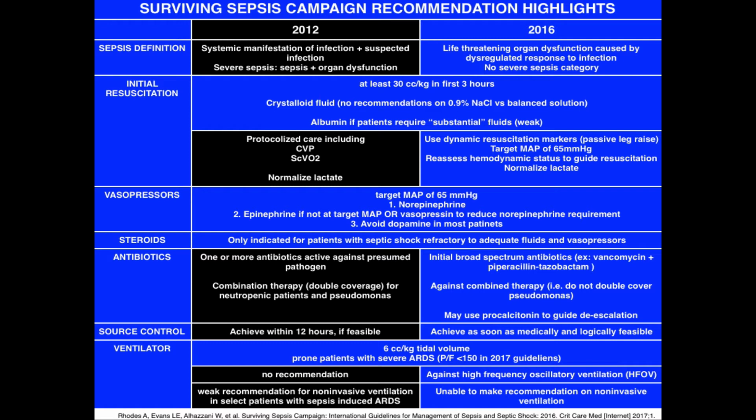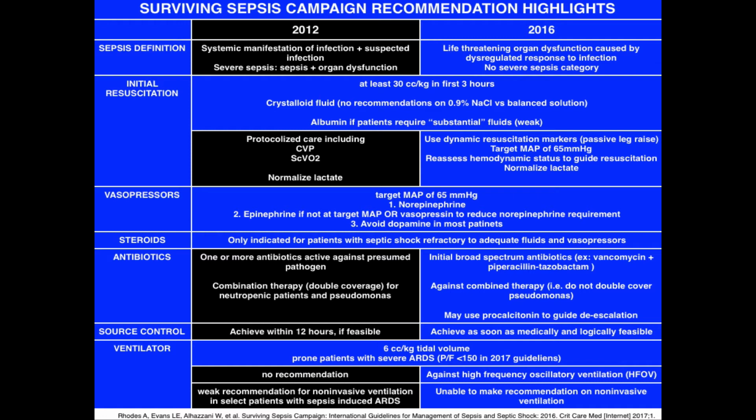Using vasopressors, once again, we're targeting that MAP of 65. Norepi is a great first line. Epinephrine is a good second line. We'll talk about this in a minute with lactate and some other things messing up your levels. And it just says avoid dopamine, which we probably should be doing.